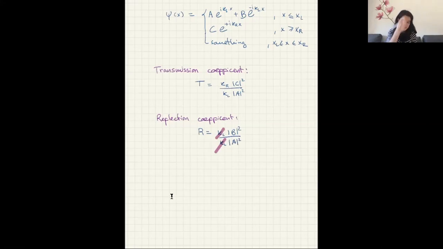And this will be useful later on when we consider non-stationary states. And it will be the case that T plus R equals 1, and this comes just from normalization of the wave function. We will see more into the interpretation of these coefficients in the next lecture.